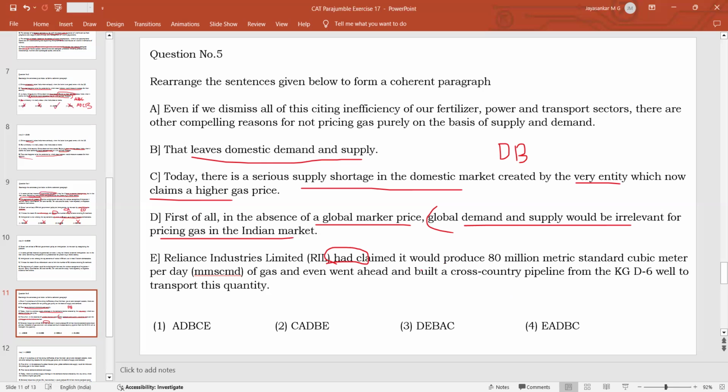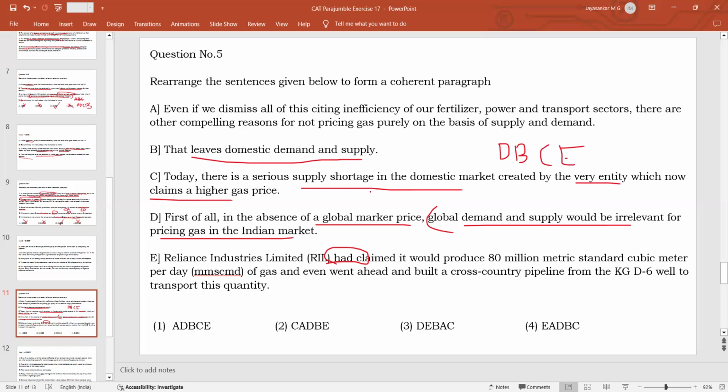CE, right? CE will be a sentence pair. Whether it so you can say that this is the global market price cannot be a good index for fixing prices in the Indian market. Only domestic demand and supply can be the index for fixing prices.